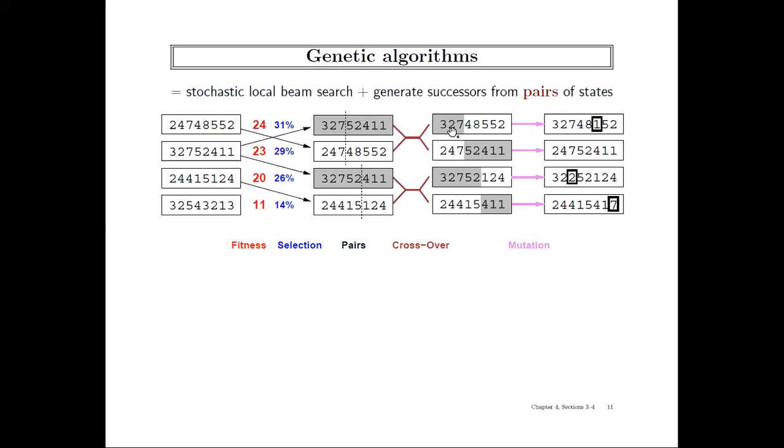Let's see over here, that 327 from here comes over here and 48552 from here goes over here. This is the new state. And let's see here, 247 is here and 52411 is here. You see that we have generated two new states out of it by applying the principle which is called crossover. So what we did, we generated the new state.